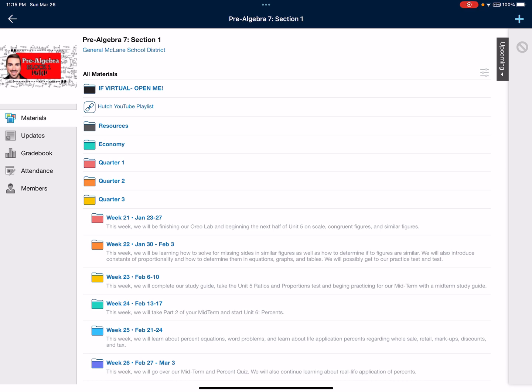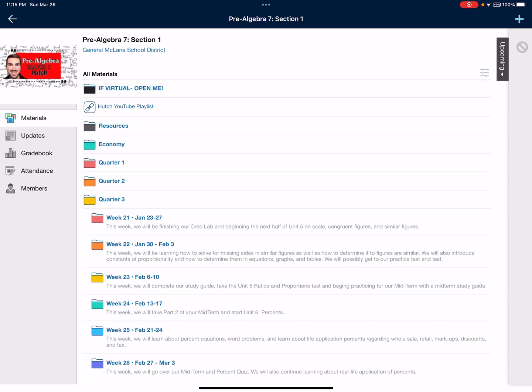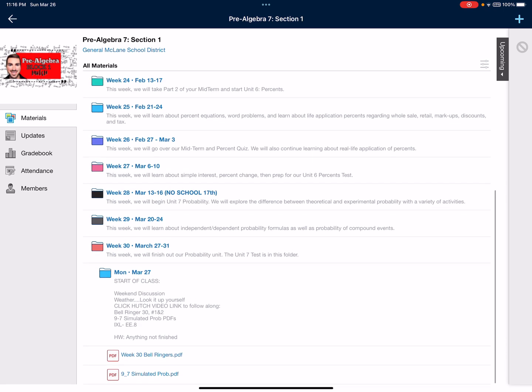What we're going to do, first of all, I do want you to see this. It says, if virtual, open me. If for some reason we are virtual, you just click that link at the time that your class says, and you jump on in and we'll say hi to each other. But otherwise, you're going to go to our New Weeks folder.